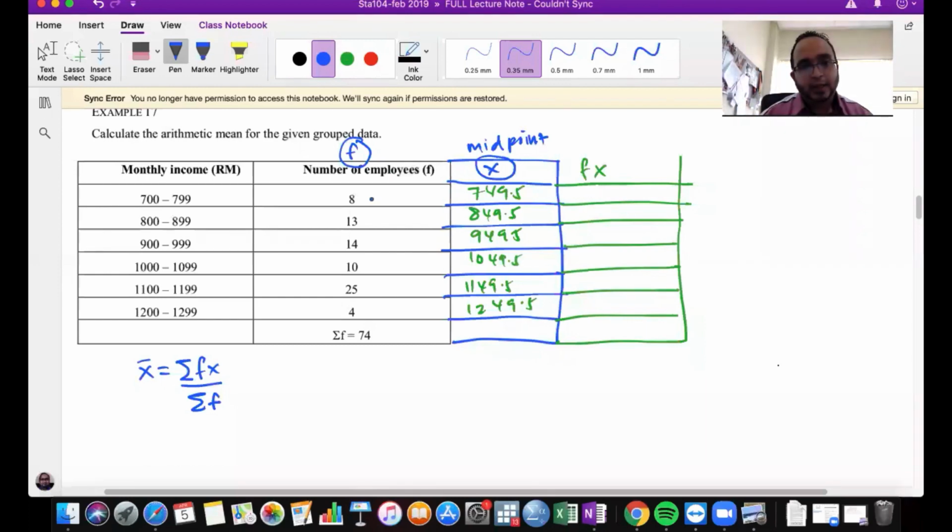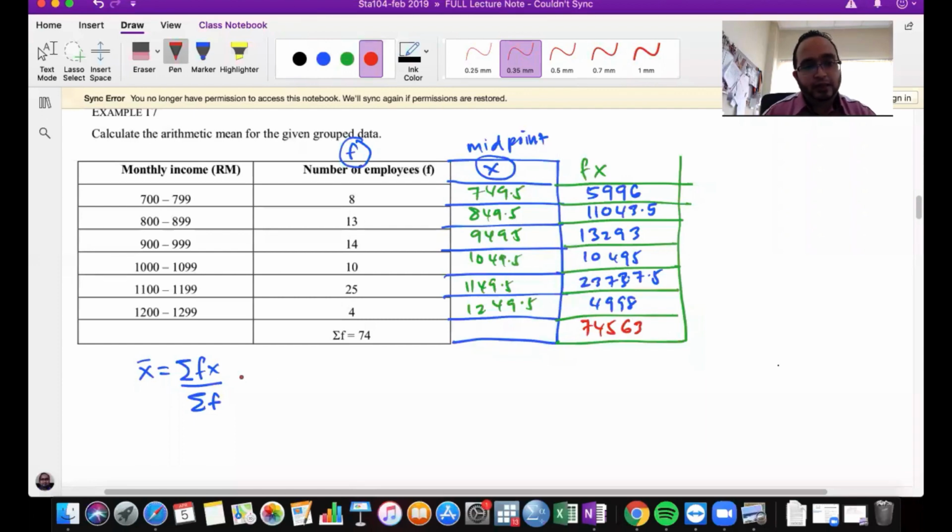So this one should be 8 multiplied with 749.5. It should be 5,996. This one 11043.5 and 13293, and this one is 10495, and this is 737.5 and 4998, right? And then you need to find the total for this value fx. This one should be equal to 74563.